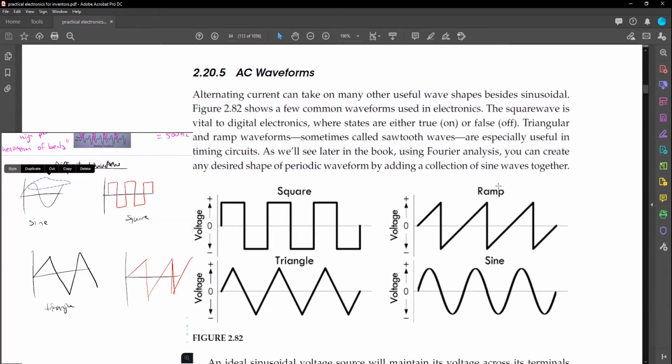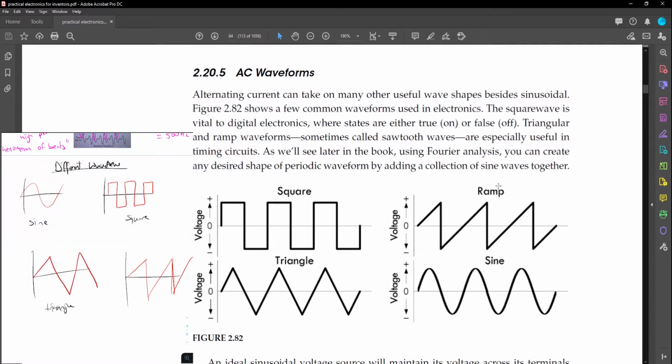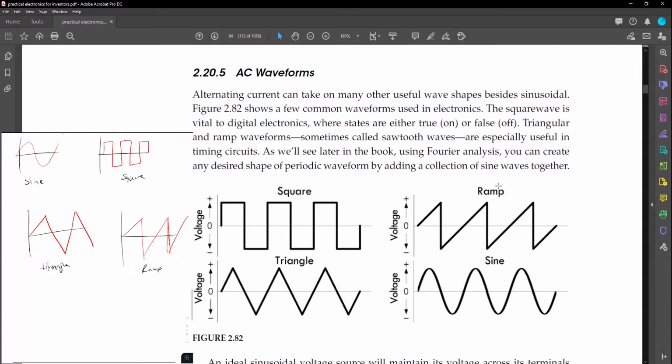This is what I say to everyone: if you don't have an iPad, get one. It's just too good. I mean, this is obviously just Notability, it's not the iPad itself, but yeah. Okay, and so what's this one? This is the ramp.